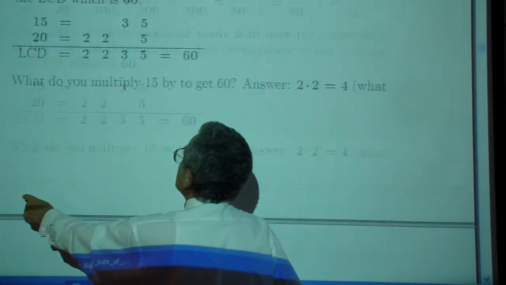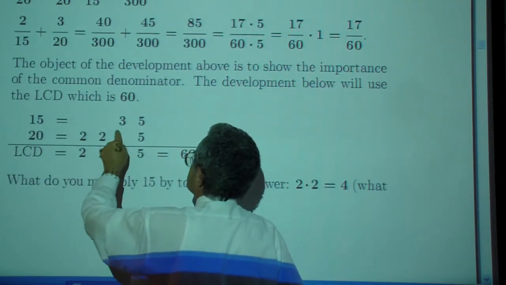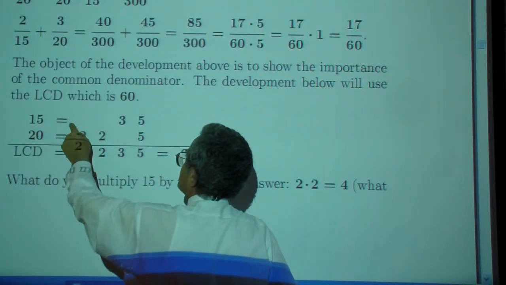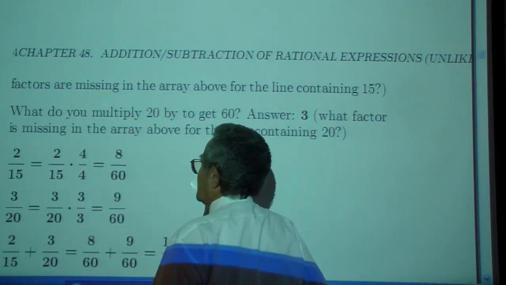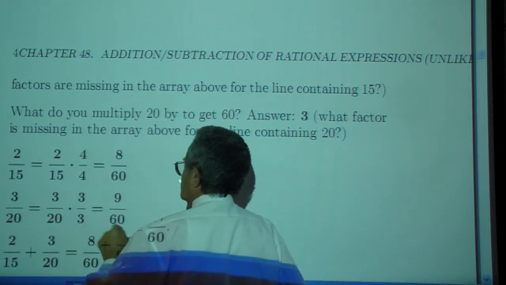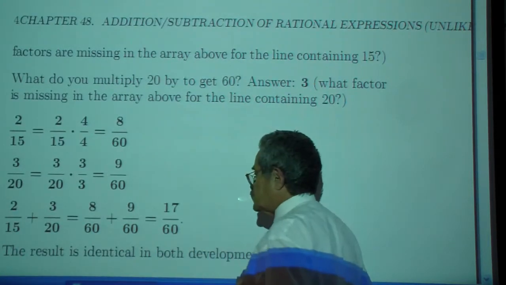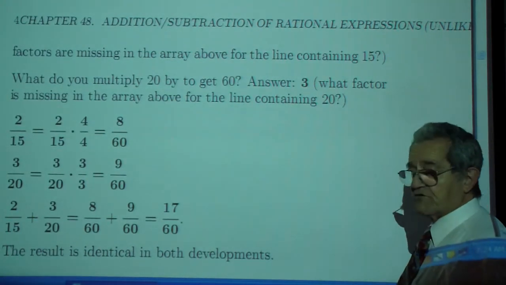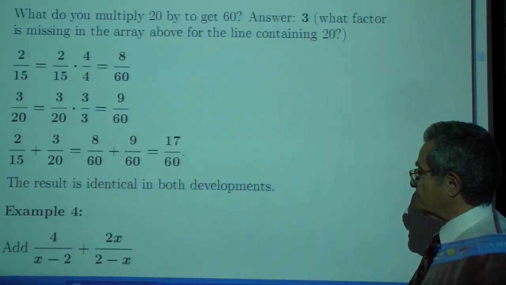In 20, let's come back over here. What do I multiply 20 by to get 60? What is missing? The 3. What do I multiply 15 by? What is missing? The 2 times 2, so 4. So multiply by 4/4 and by 3/3, you get 8/60 plus 9/60, which is 17/60, which is identical to what we arrived at before with the big numbers, with the denominator 300.